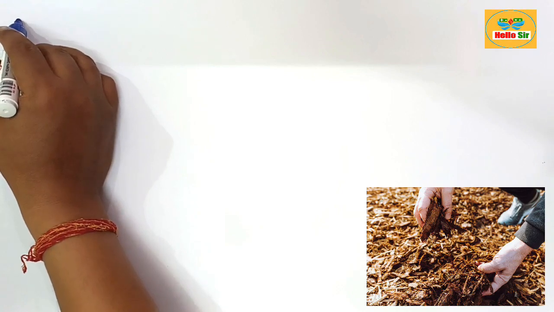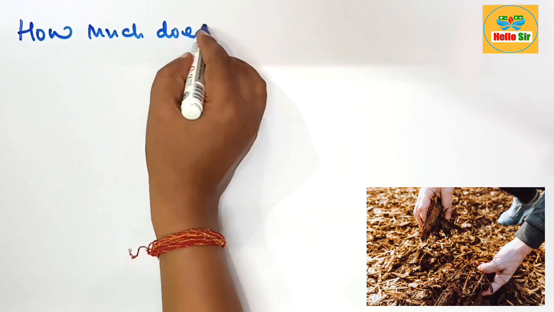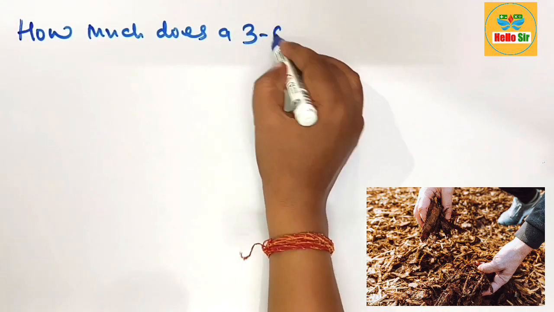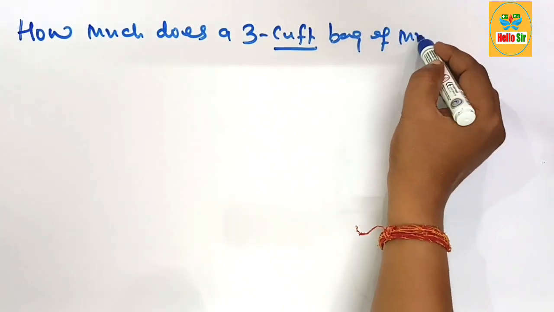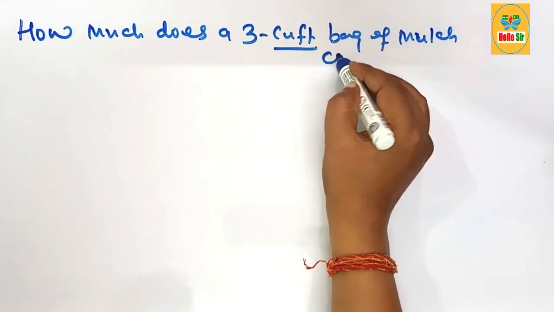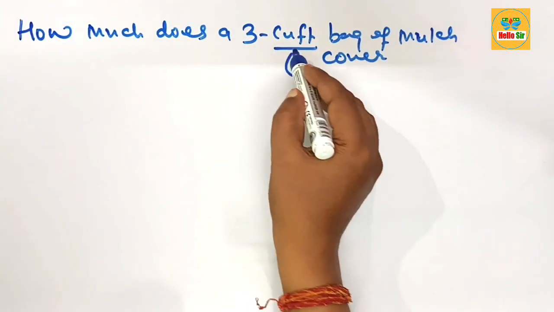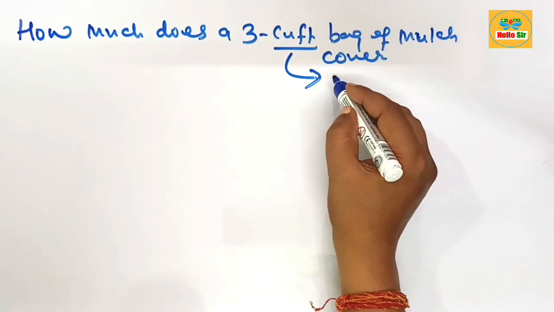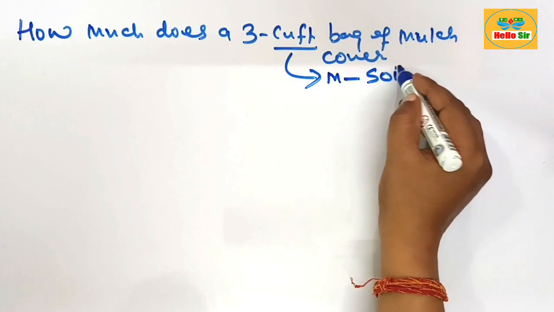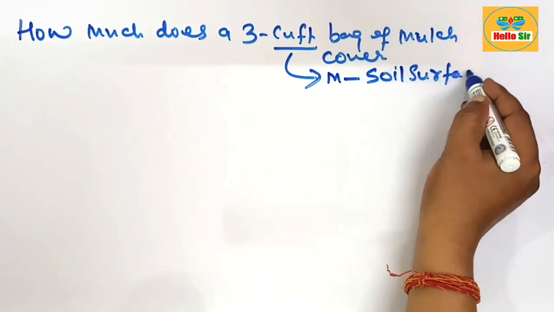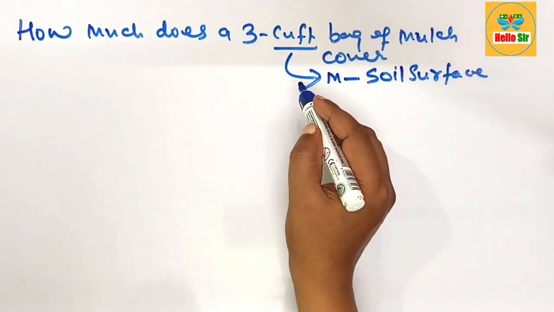In this video, you will learn how much a 3 cubic foot bag of mulch covers. You have to figure out the coverage of a 3 cubic foot bag of mulch. Mulch is a layer of material put over the soil surface to improve soil conservation, the moisture content of the soil, and the fertility of the soil.